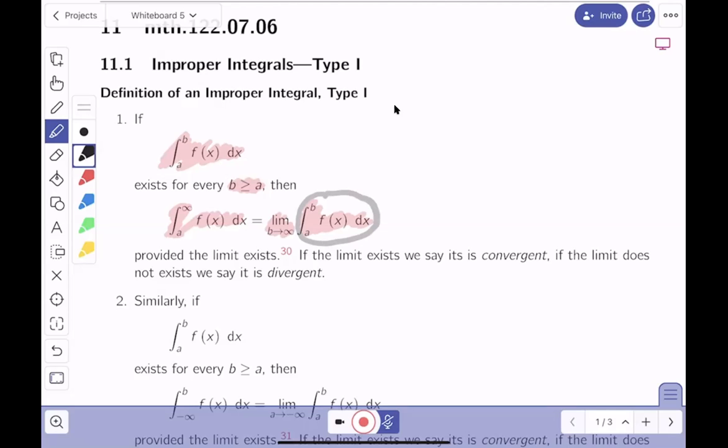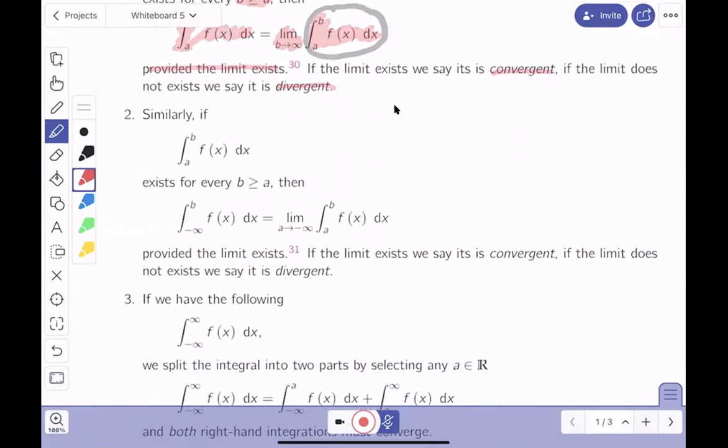So what does it say then? Provided that this limit exists. That's going to be the end of our problem: does the limit exist? If the limit exists, we say it's convergent. If the limit doesn't exist, we say it's divergent. There's also a similar case here.